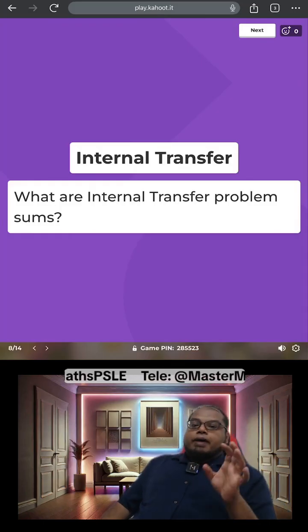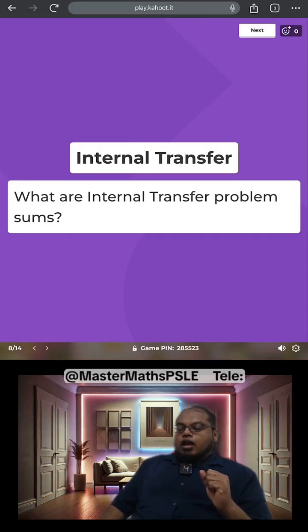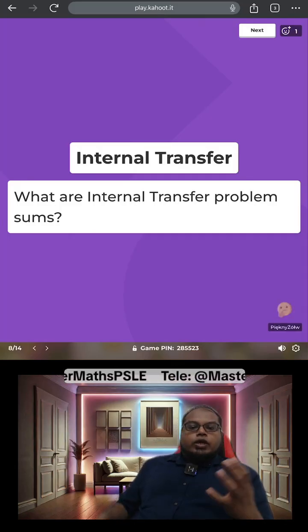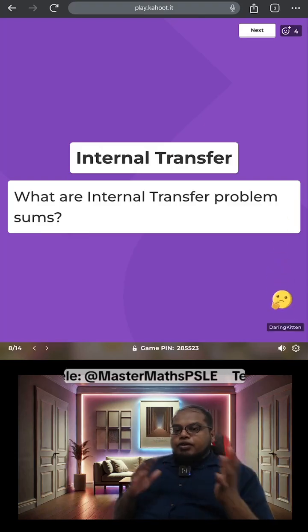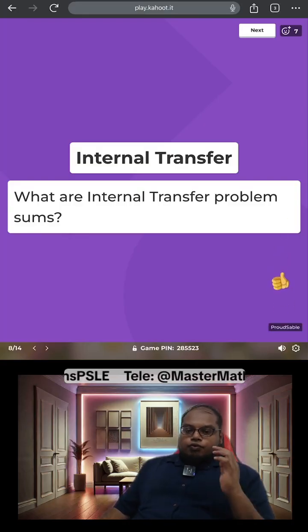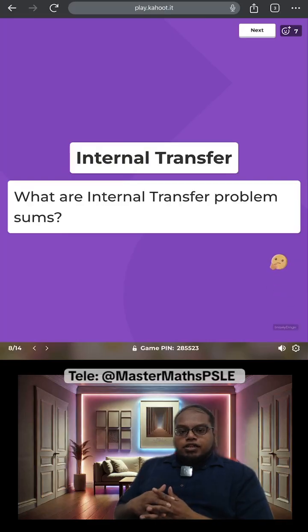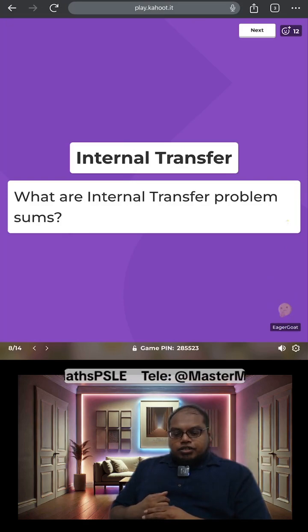Alright, so next part, we'll be doing internal transfer questions. Just a quick introduction. What are the different types of internal transfer questions? Have any of you come across an internal transfer question? Anyone want to give a suggestion in the chat?